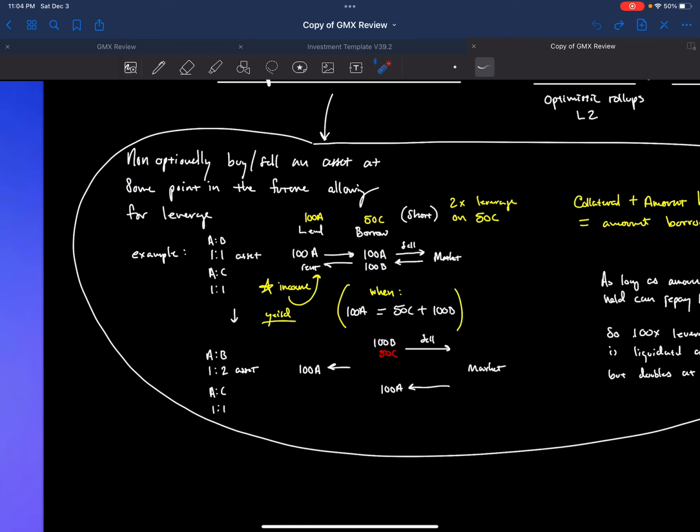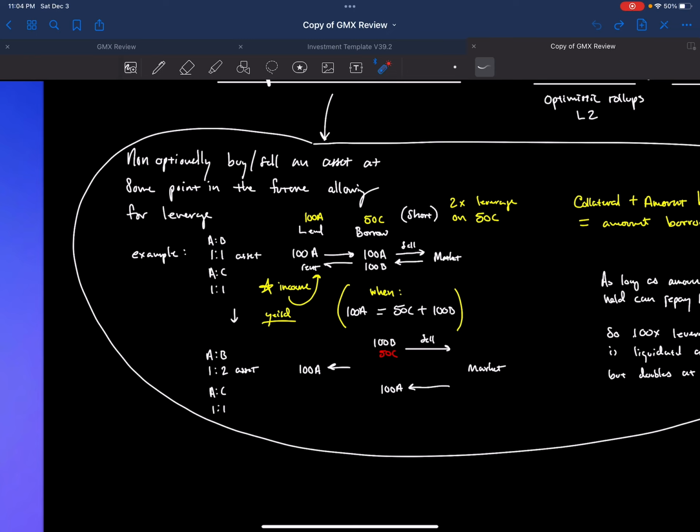Now, there are other complexities here. I'm not going to go into it. This is all just a general example to make it super easy. So what happens is this situation happens. The market went against our borrower. So now 100B plus 100C is equal to 100A. So he's got to pay back the lender.